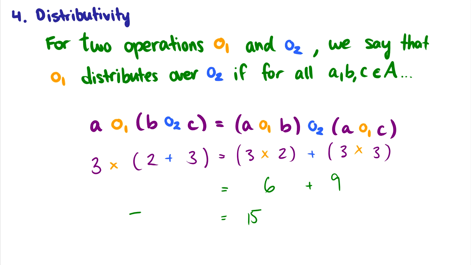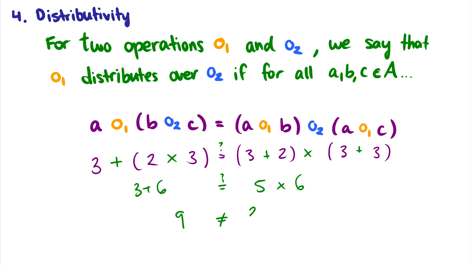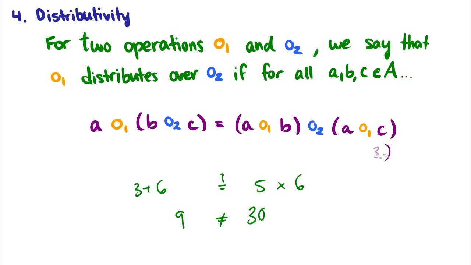But does the other way around work? Let's ask ourselves that. What if we switch these operations around? So what if I take 3 plus (2 times 3)? Is that equal to (3 plus 2) times (3 plus 3)? So this would be 3 plus 6. Is that equal to 5 times 6? And the answer, of course, is no. 9 is not equal to 30. So addition is not distributive over multiplication. What are some other examples we've seen before?